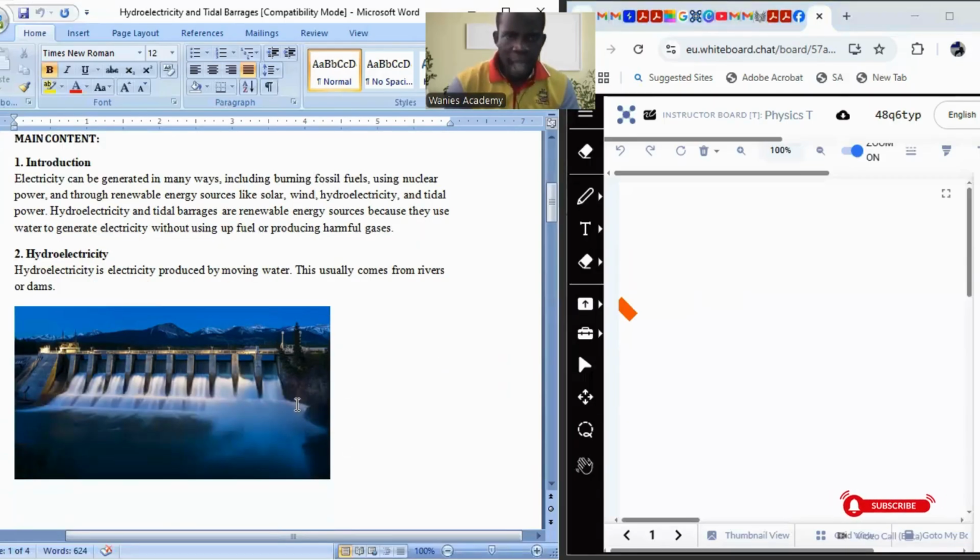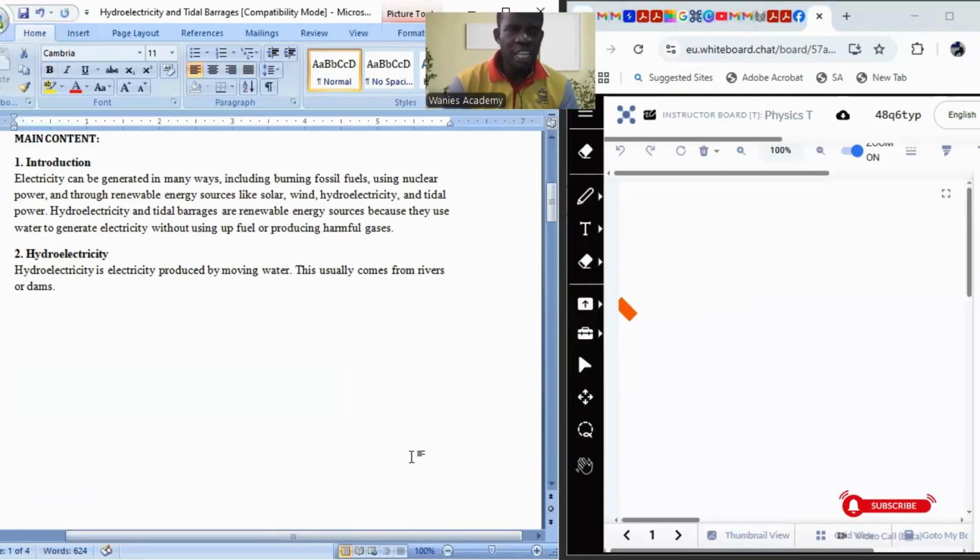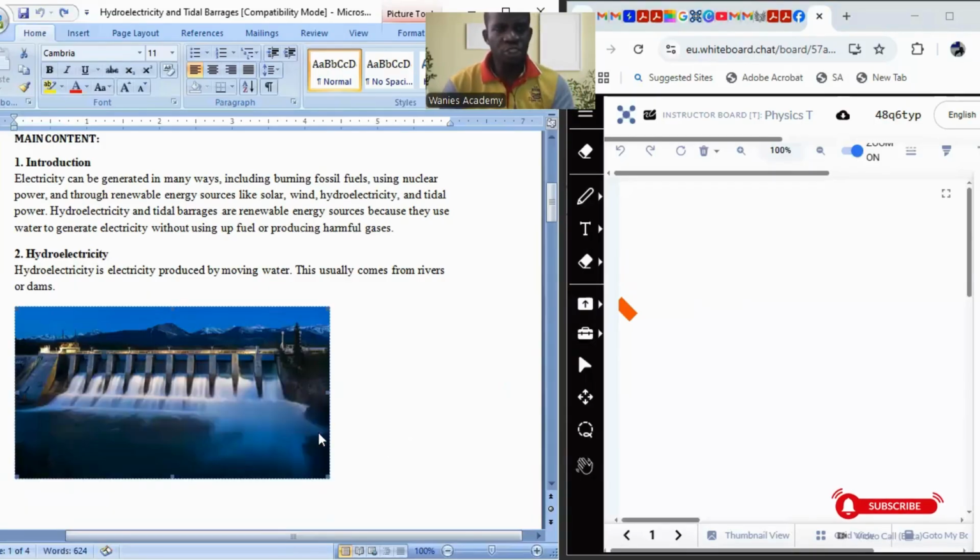Now, when you look at this diagram, the diagram shows what we are talking about today. You see water here. The water is prevented from moving. Look at this construction, and that results in the construction of an artificial lake. Hydroelectricity is electricity produced by moving water. This usually comes from rivers or dams.